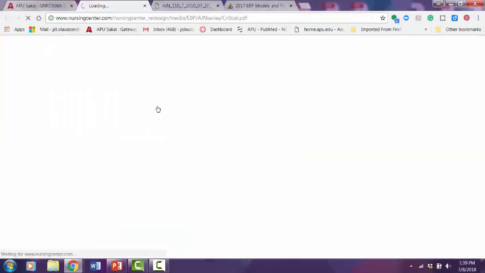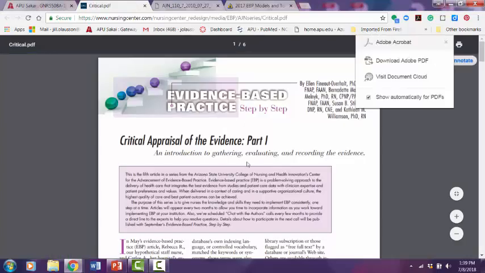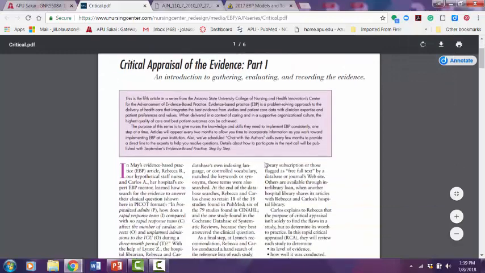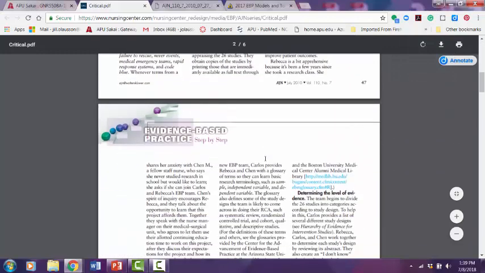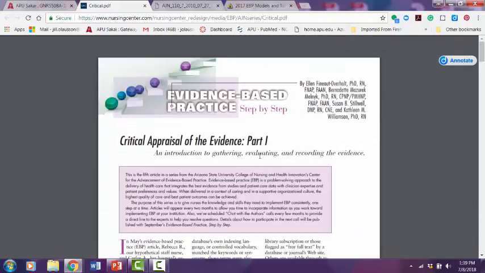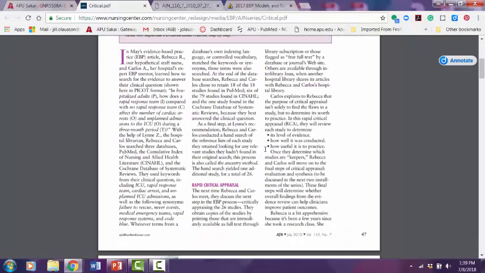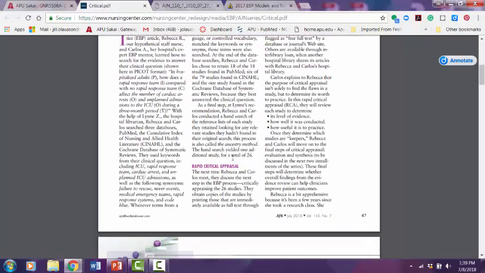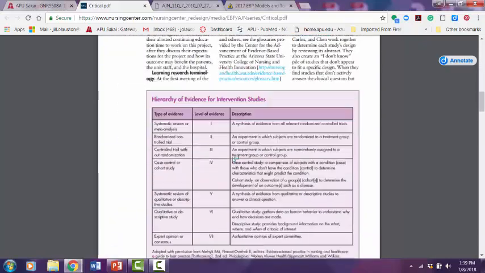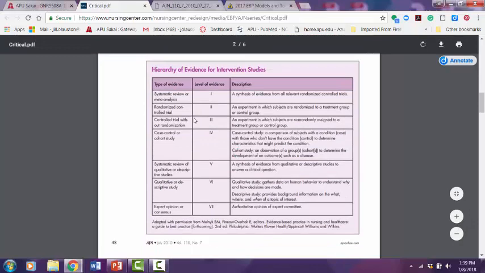The first one is the one we reviewed last week as well, but was the introduction, how to gather and evaluate and record the evidence. So this went through and told you about how you would go in and find these studies. It told you about the hierarchy of evidence for interventional studies.